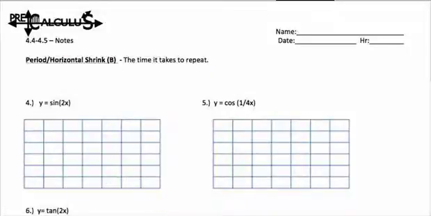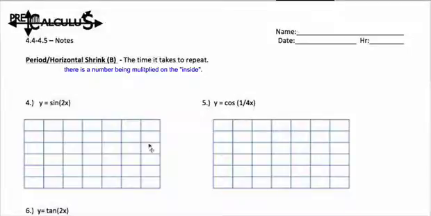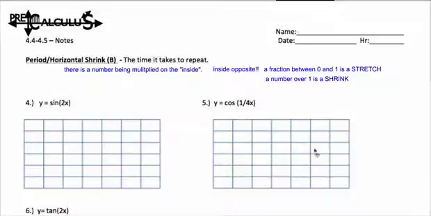A period is a horizontal shrink or stretch. So how do we know when we're looking at a period or that we need to change the period? Multiplied on the inside, and remember that on the inside it's opposite. So inside opposite, a fraction between 0 and 1 is a stretch, and a number over 1 is a shrink. So let's quickly look at what we have going on here. Here with this 2, we have a shrink by 1/2. Over here, 1/4 is actually a stretch by a factor of 4.